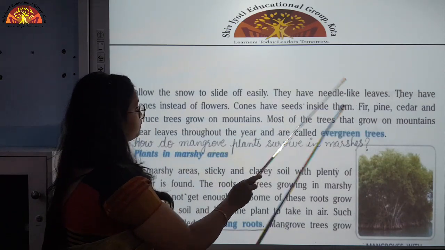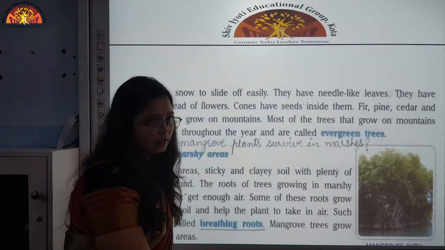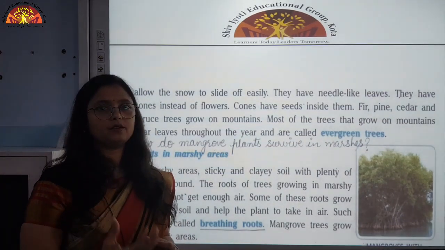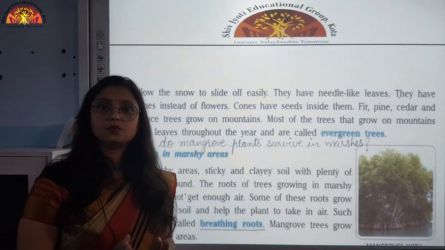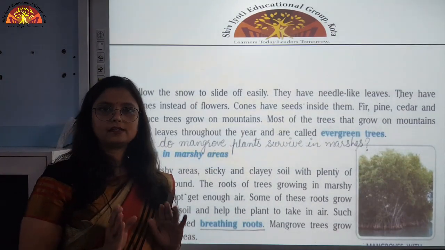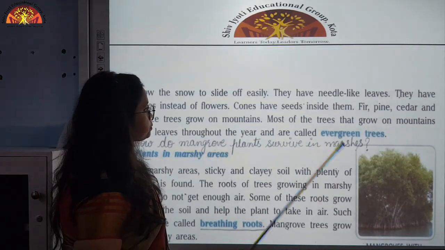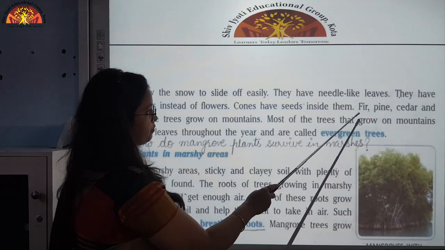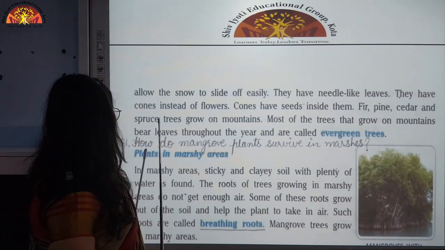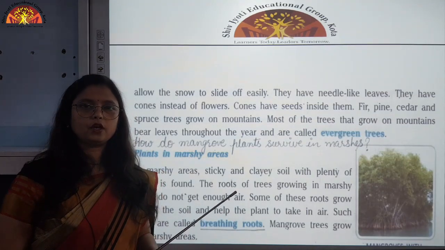Now they have needle like leaves. They have cones instead of flowers and cones have seeds inside them. So students, you have studied that there are flowers present on the plants and these flowers grow into fruits and fruits contain seeds. But in case of plants which grow on the mountains, what happens? There are no flowers, no fruits. Instead of flowers and fruits, there are cones and these cones bear the seeds, okay. Now some of the plants that grow on mountains are fir, pine, cedar and spruce, and these plants bear leaves throughout the year, so we call them evergreen.